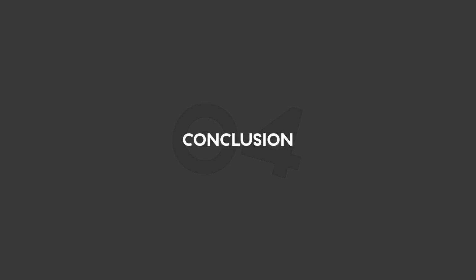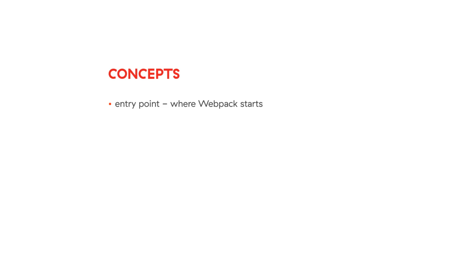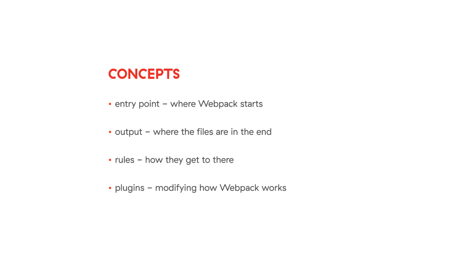Let's conclude with a quick recap of what we learned today. So important concepts. We have an entry point. This is a file or multiple files where Webpack starts. I keep saying multiple. Multiple files are for code splitting, so you can separate your vendor bundle from your user code. Then we have an output. This is where everything ends when you run Webpack, you'll have a concise configuration. We have rules, how we get there, and we have plugins, and this is to modify the path we go.